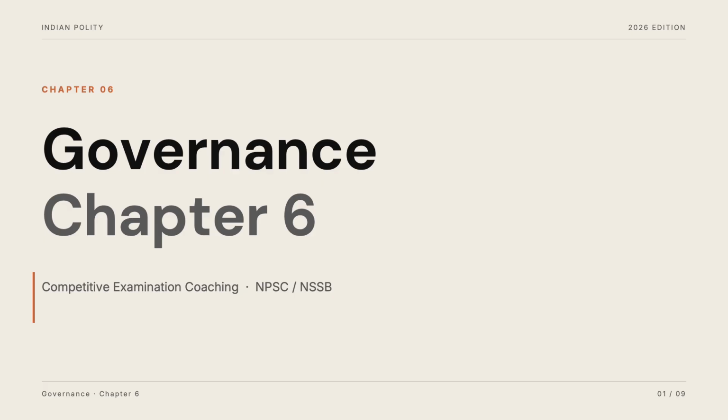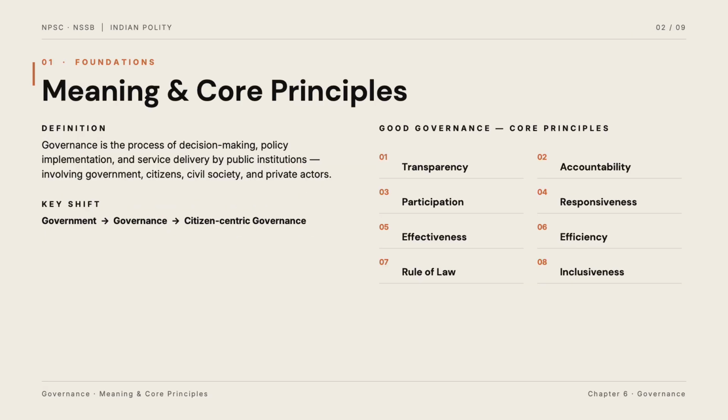And in chapter 6, governance, we will have a quick 5 to 10 minutes, and then we will finish the class. Meaning and core principles. Governance is a process of decision making, policy implementation, and service delivery by public institutions involving government, citizens, civil society, and private actors. So what is governance? It is just a process of decision making. And the core principles: you must be transparent, you must participate effectively, you must be effective in your role, you must follow the rule of law, you must be accountable, and so forth. You understand the key principles of good governance.